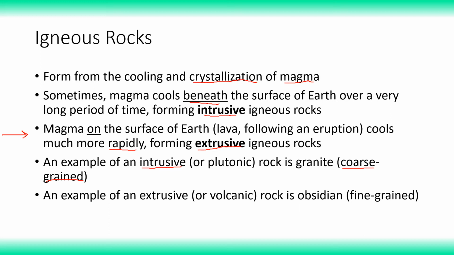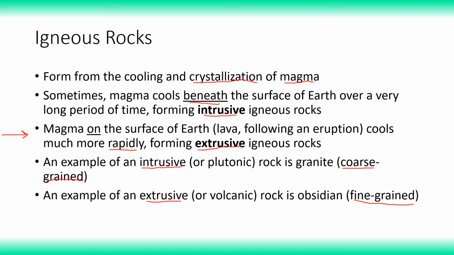Meanwhile, rocks that form by cooling down quickly, when you cool down super quickly, the crystals don't have time to get very big. So we call those fine-grained. And so we find that extrusive rocks tend to be more fine-grained because the crystals don't have that much time to grow as the rock is forming.